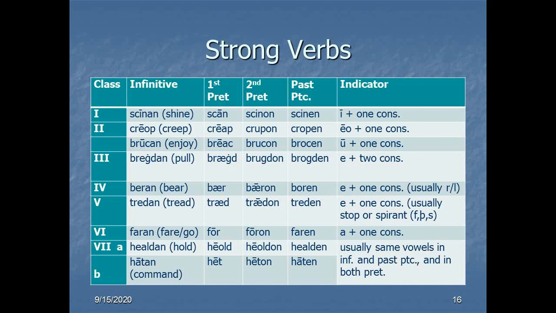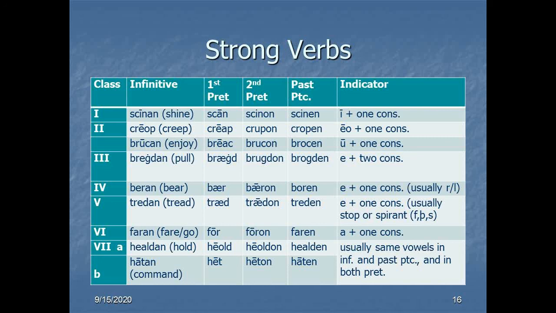Okay, moving on to class 3, braidan, to pull. This is where we get our word braid, as in to braid one's hair. And across the principal parts, this is braidan, braid, brogdon, and brogden. So again, in each part, there's a different vowel. But notice also the difference in the G, which of course would have been a yoch in Old English. Where the yoch follows an I or an E, it makes an E sound. So we have braidan and braid, but brogdon and brogden.